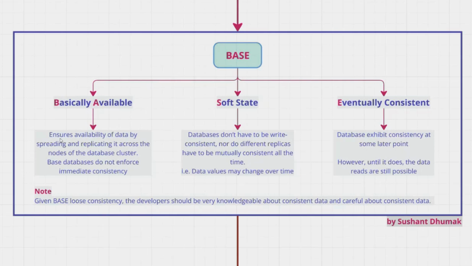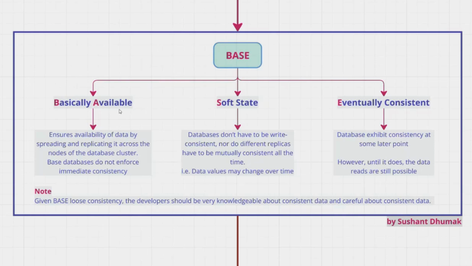So even though data is available, because it is spread across multiple nodes of the database cluster, the BASE database does not force immediate consistency. That means the data is not updated so far. One node may be updated while another node is not, and if someone requests data from that other node, you will get not the latest data, but the data prior to it. So that is what basically available means.